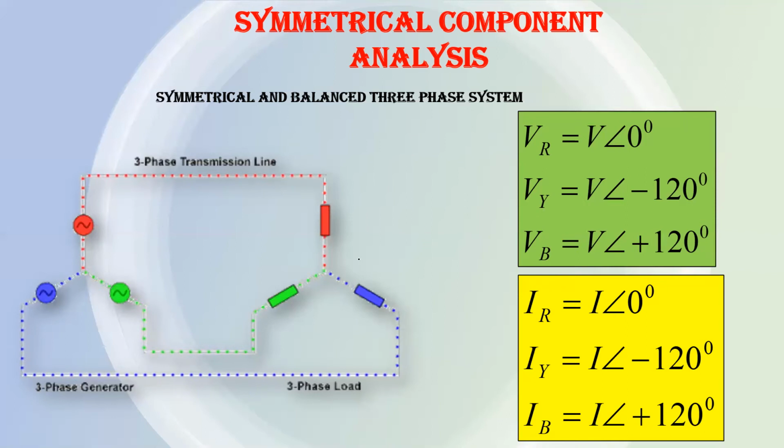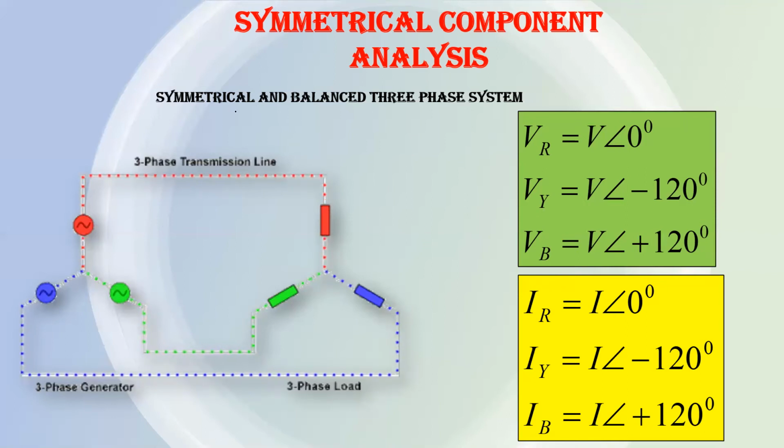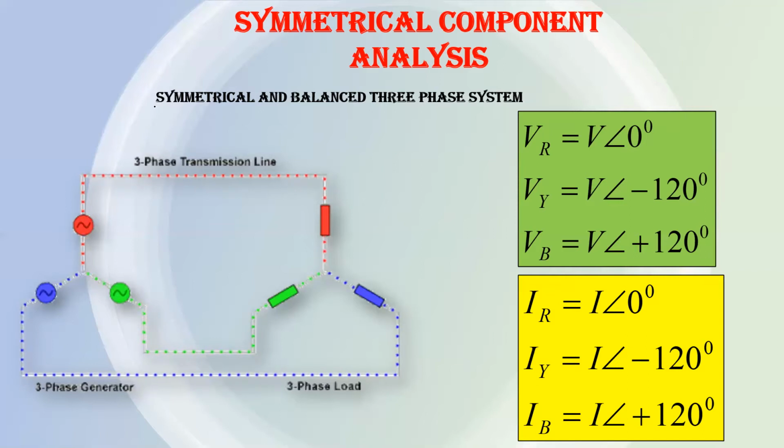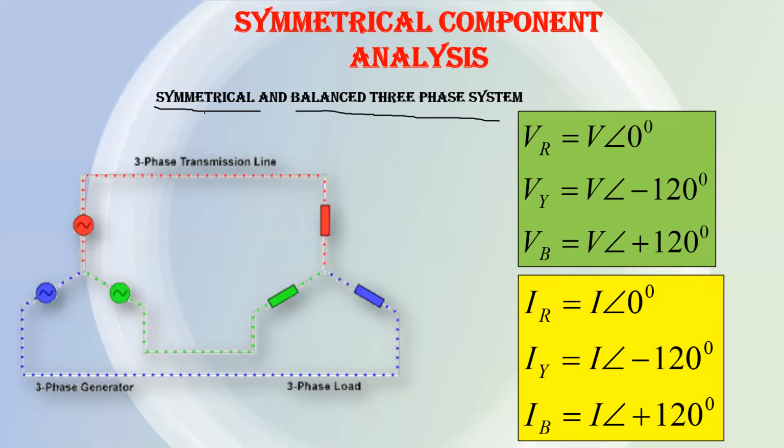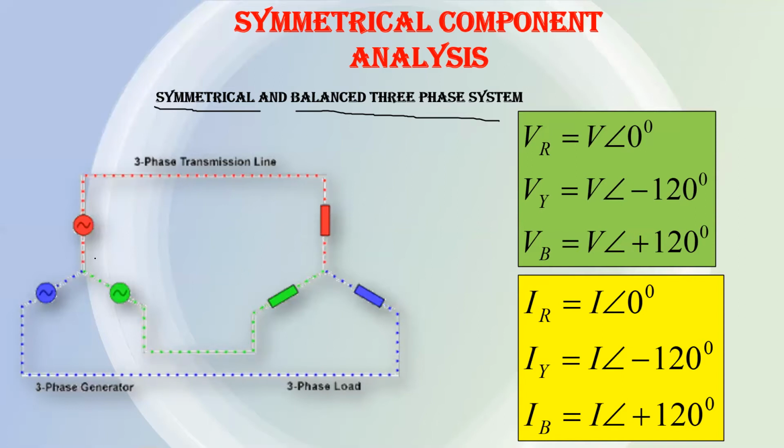So let us first understand the meaning of balanced and unbalanced power system. What is the meaning of a symmetrical and balanced three-phase system? And what is the meaning of an unsymmetrical and unbalanced power system? For this, I have considered here one three-phase source and one three-phase load. Both are in star connection because similar polarities are connected together. You can see here.